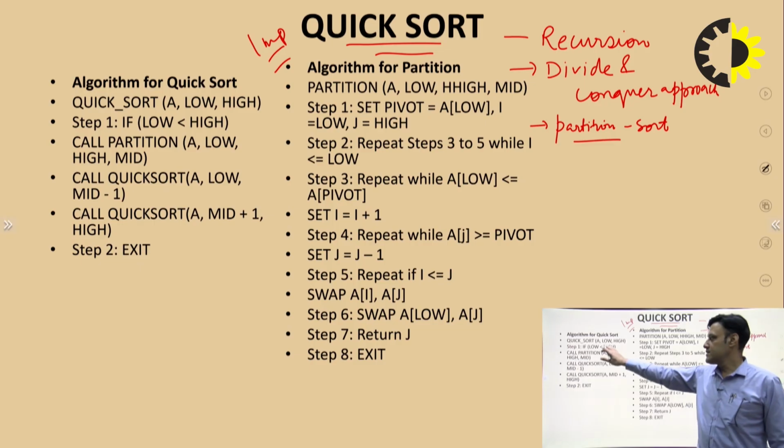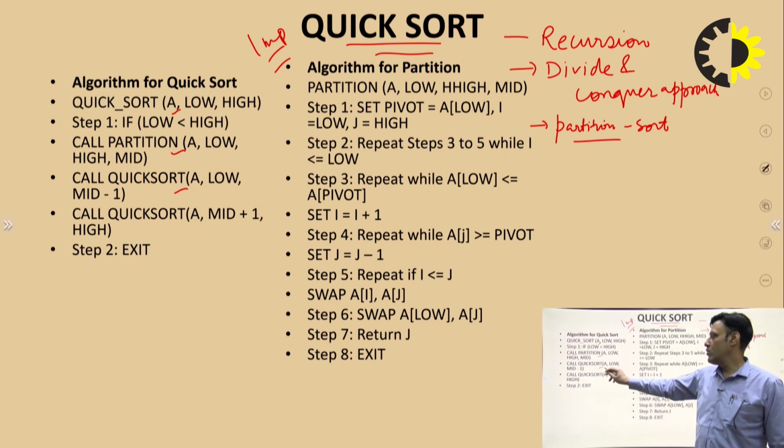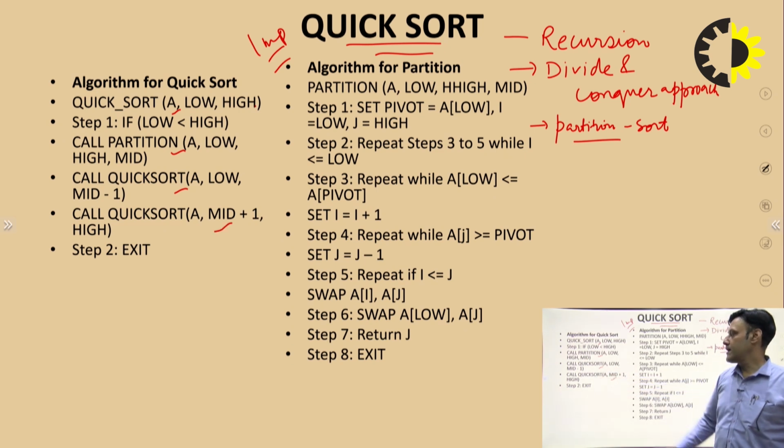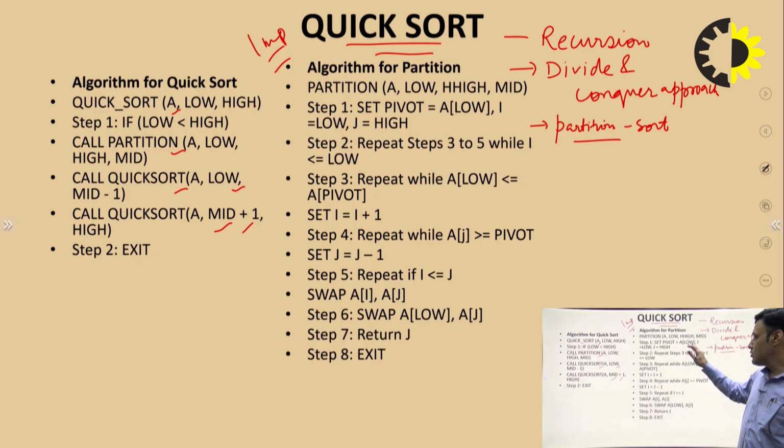So you can see with the help of this example, quick sort is the main function. A is the array. We have a lower bound and a highest bound. If that array exists, then we will call partition A, low, high, mid. Again we will call partition A, low, mid minus 1. Again we will call partition. This is the left partition. This is the right partition, right? Exit. So what is this partition algorithm doing?